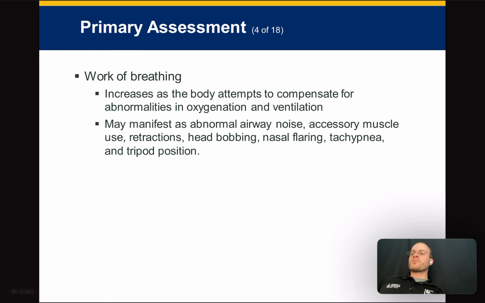Okay. Work of breathing again. There are some things that we would use, like abnormal airway noise like stridor, accessory muscle use. So in kids, you'll see retractions up here in the clavicular space, subclavicular space, and so you might see some muscles contracting here with breathing. You'll certainly see abdominal breathing, what we call belly breathing, head bobbing. So when a kid's breathing and their head's kind of bobbing like this, right? That is ominous.